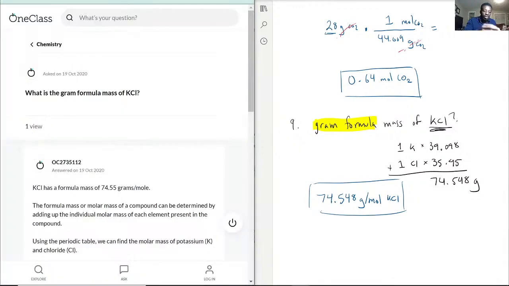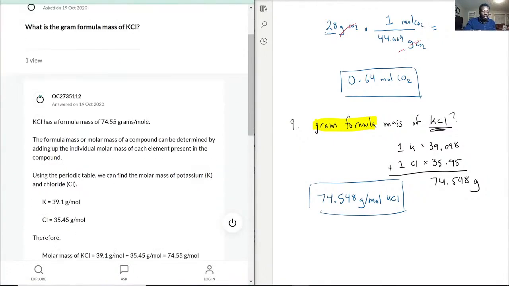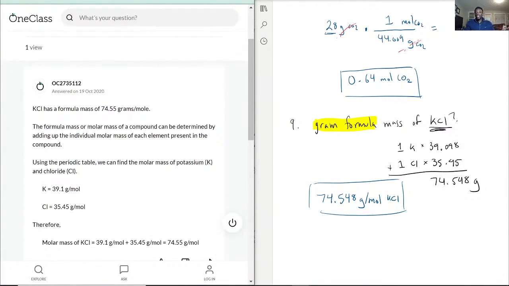Let's see how they did it. Yep, they just rounded up, and actually that's what I'm going to mention here, is that the periodic table, based on which one you're given, can vary in the numbers.